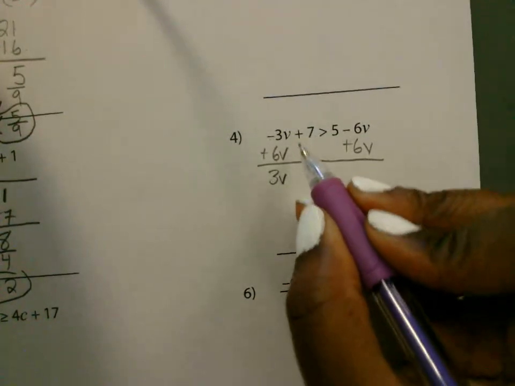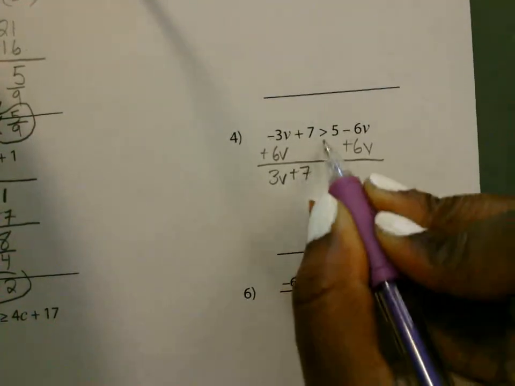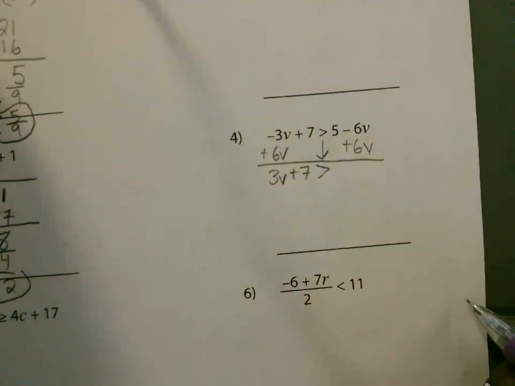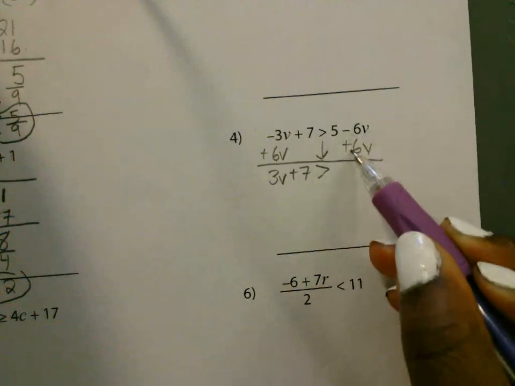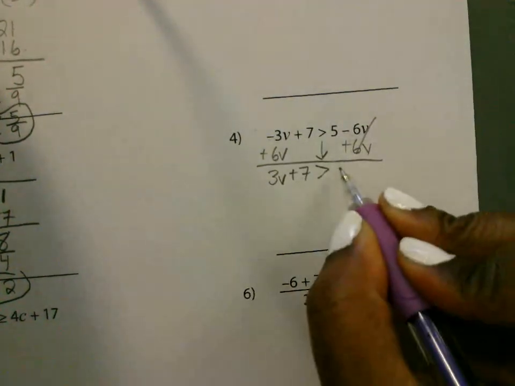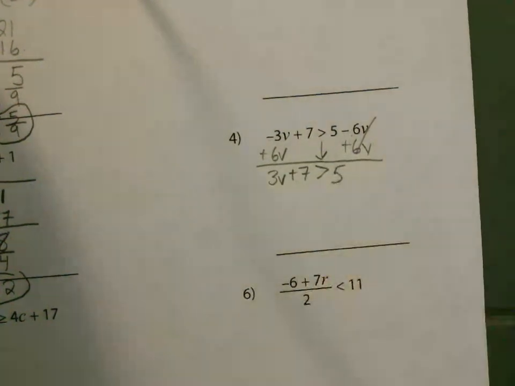Very good. Bring down the plus 7. Bring down the greater than sign. Negative 6v plus a positive 6v is 0, and you're left with just 5 over here.